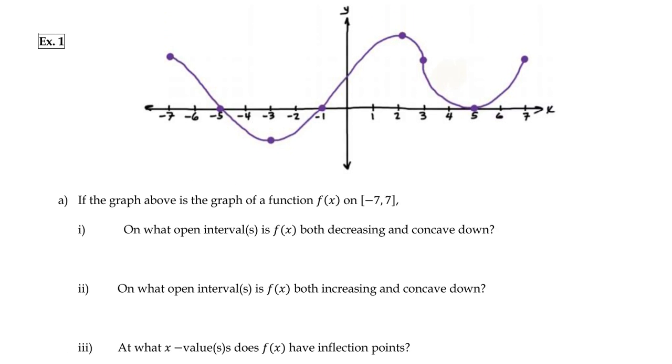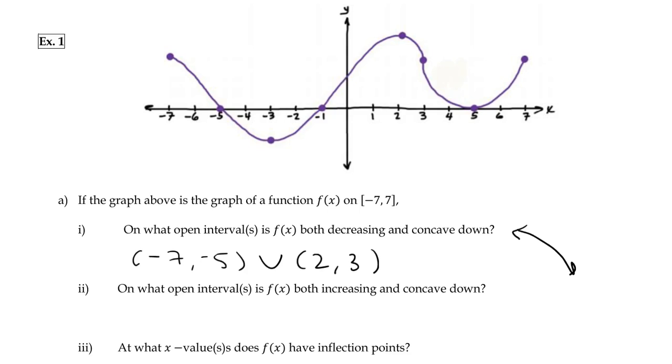So the first one, on what open intervals is f decreasing and concave down? Take a second and draw what is something that is decreasing and concave down. We should have something like that. Okay, so we're looking for that. This is the graph of f, so where does this happen? Do you guys see it happens right here? Decreasing, this is concave up, this is increasing, decreasing, and concave down. Okay, so right here and right here. So we're going from -7 to -5 and from 2 to 3.